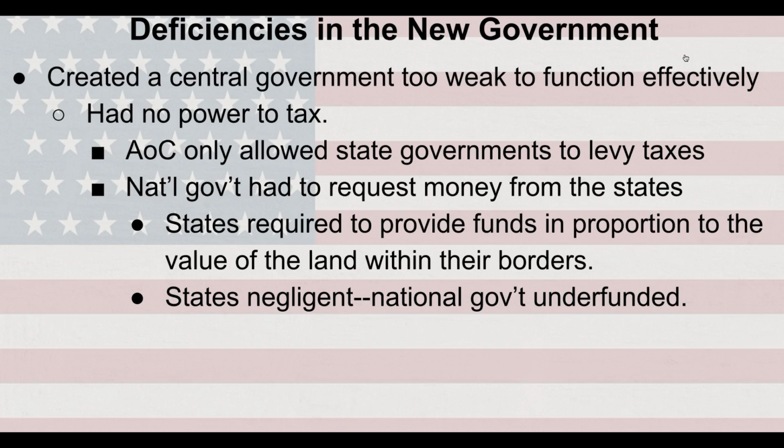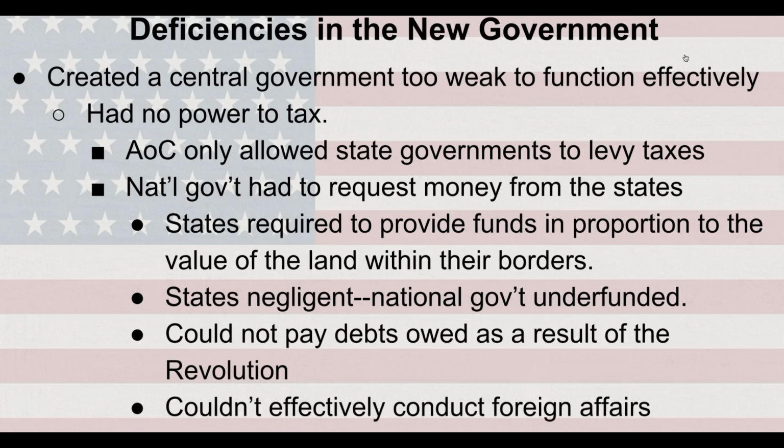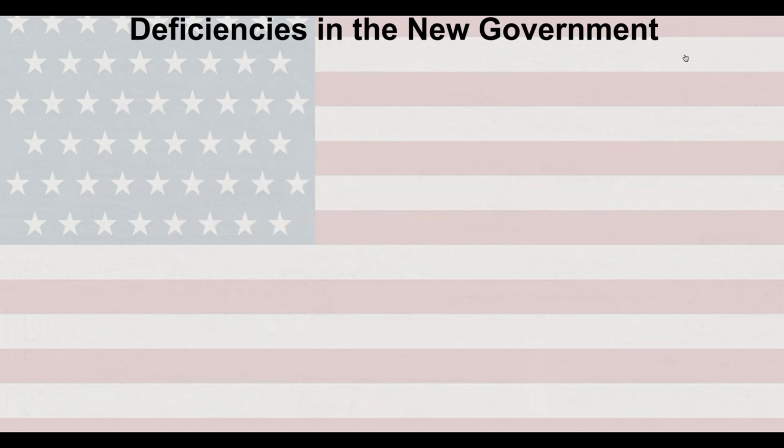requires money. And so we're going to see that the national government cannot pay their debts that they incurred during the American Revolution. They could not effectively conduct foreign affairs. And we have a very, very deficient federal government. All the power was essentially within the hands of each individual state. And so as a result, we're going to see a significantly crippled economy.